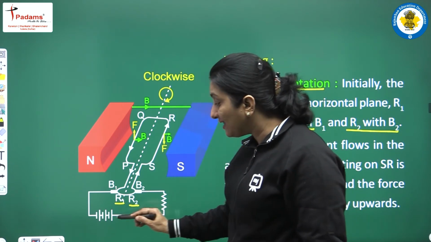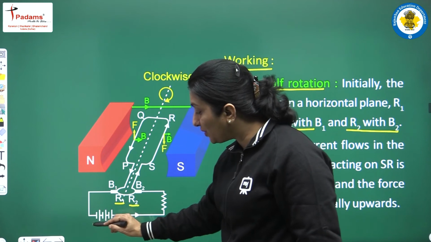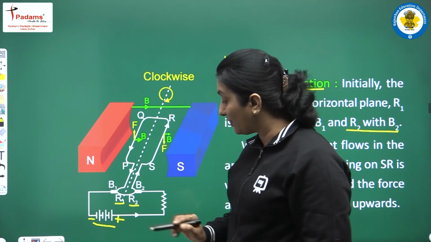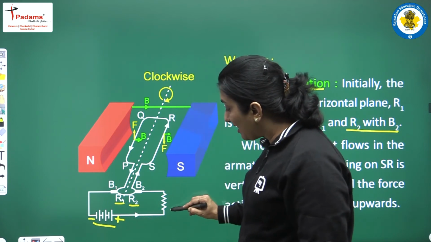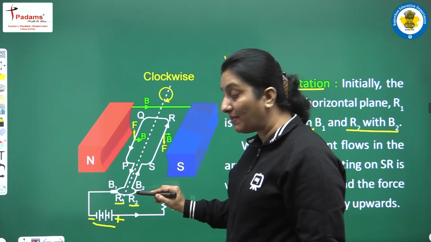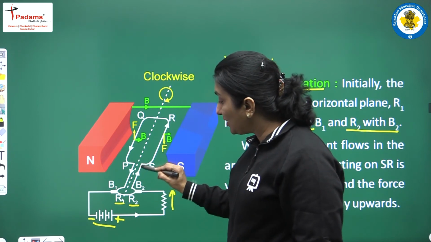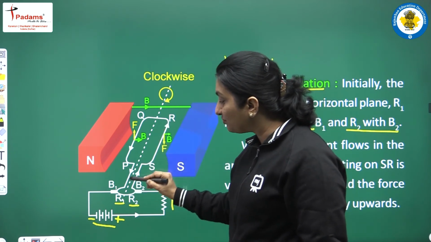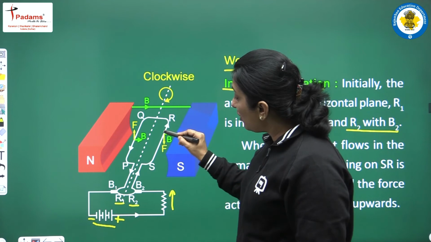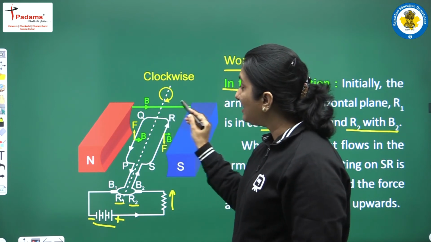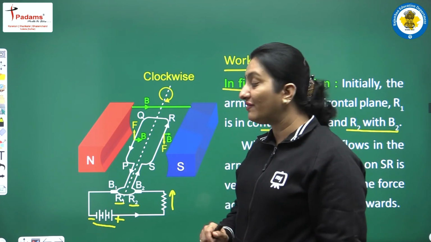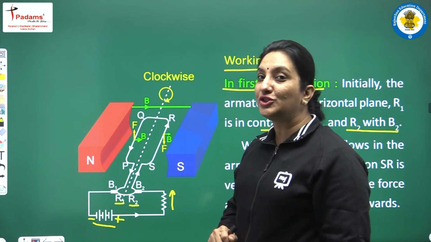Now when the current flows, here we are showing the battery, students. This is the positive terminal of the battery and this is the negative terminal. When the current flows, it flows in this direction. The current enters the slip ring and hence the armature through this brush B2. So the direction of current is going to be like this. Now for the arm SR, the direction of current is upwards. The direction of magnetic field is like this. Then by Fleming's left hand rule, the direction of force is going to be downwards.